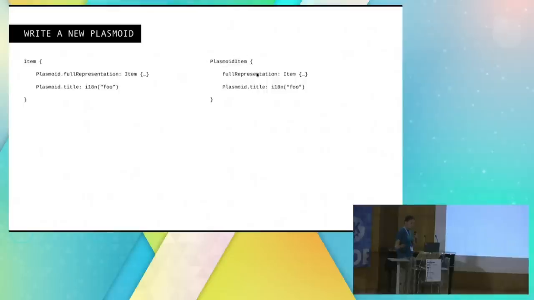The more semantic properties like title, or the status, if it's expanded or not, are still of Plasmoid, which is now the applet. And the purely graphical ones, like the full representation or compact representation, are direct properties of that PlasmoidItem. That's the main thing that changes.